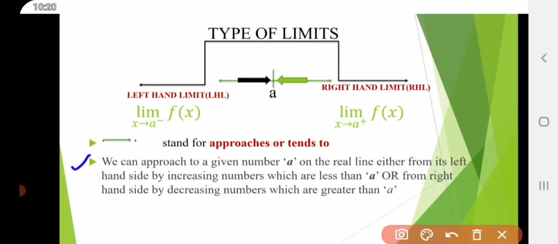We can approach a given number a on the real line either from its left hand side by increasing numbers which are less than a, or from right hand side by decreasing numbers which are greater than a.